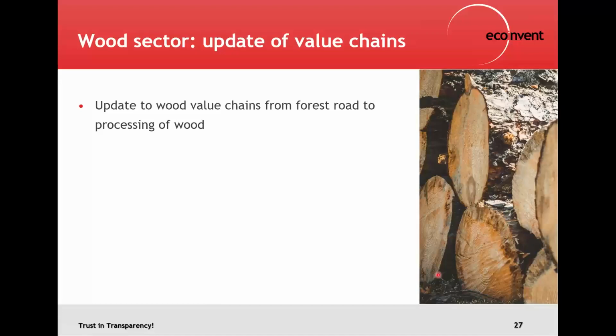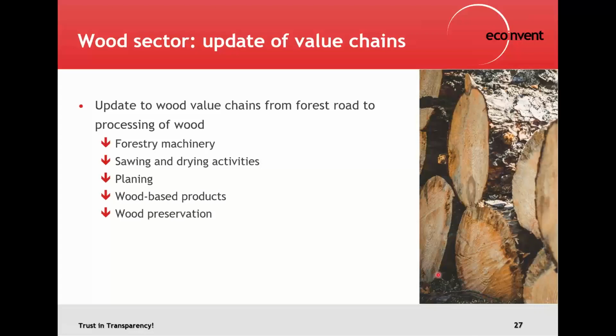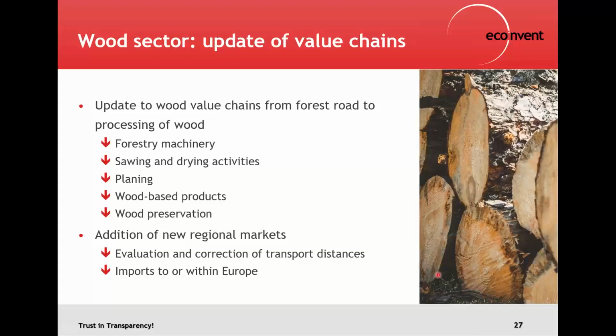In that case, it is the whole supply chain, from forest machinery, sawing and drying activities, planing, wood-based products, and wood preservation, that was updated, adding new regional data sometimes to complete the coverage, and in general updating and refining the activities in the sector. There has also been quite some work put into adding new regional markets, evaluating and correcting transport distances, modeling imports at the European level, and in general drawing better the European value chains.